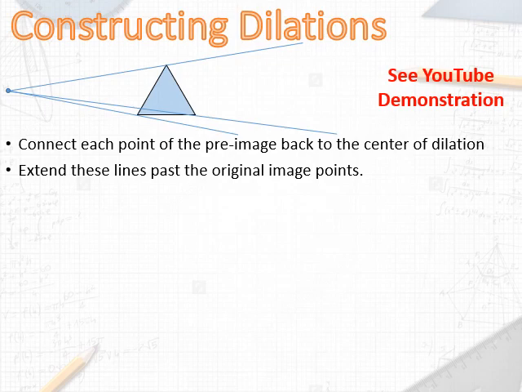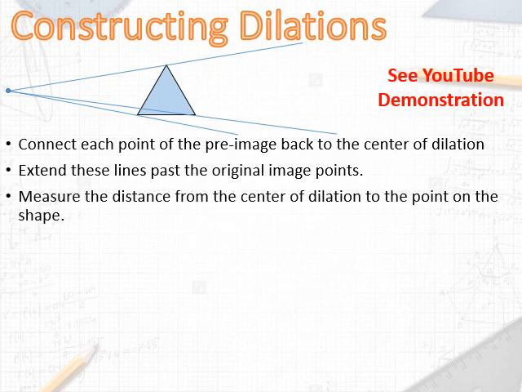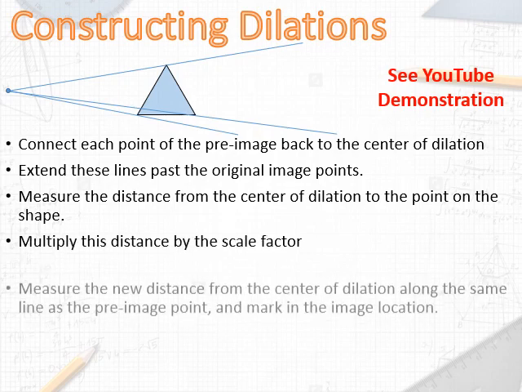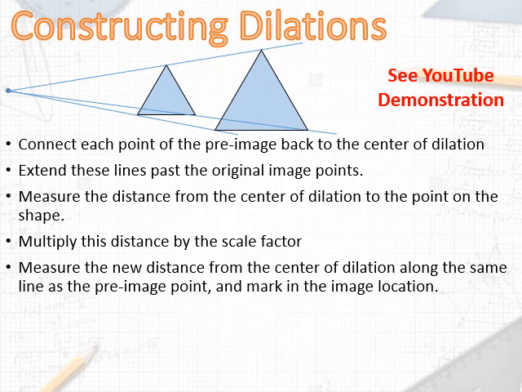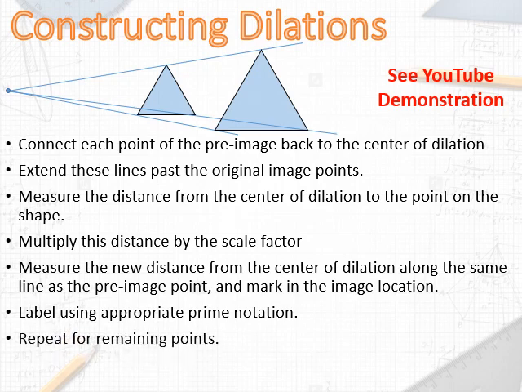You connect all the points to the center of dilation, extend it. You figure out what your scale factor is. You measure the distance from each point on the shape to the center of dilation, multiply by the scale factor, mark your new point in. And then voila, you have your image. Make sure you label it correctly so you're using prime points and so on. Again, the YouTube video is going to be the true demonstration for this, so you can kind of see the steps, how to do it, what it should look like, and so on.